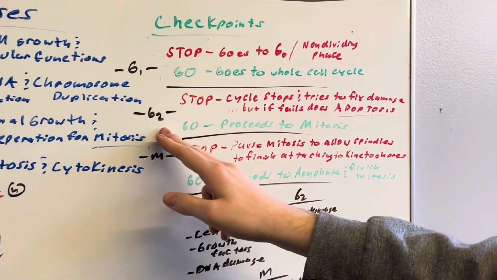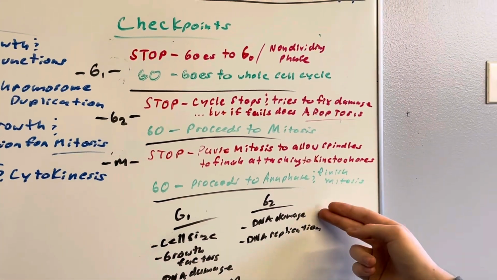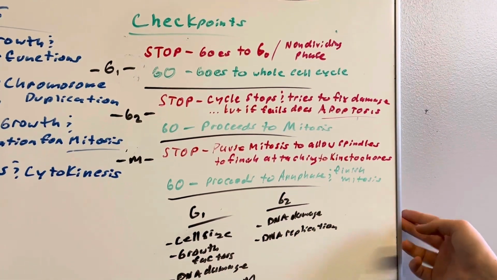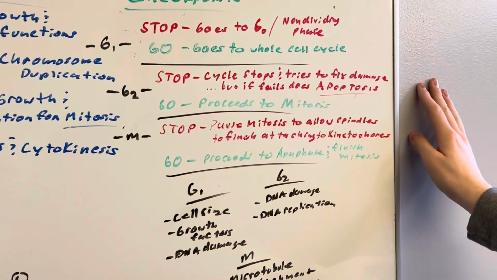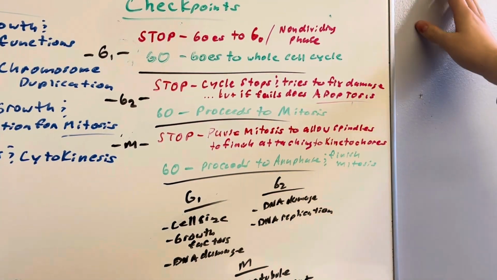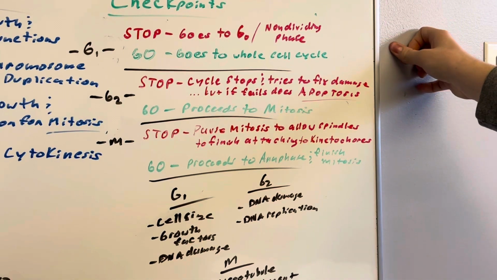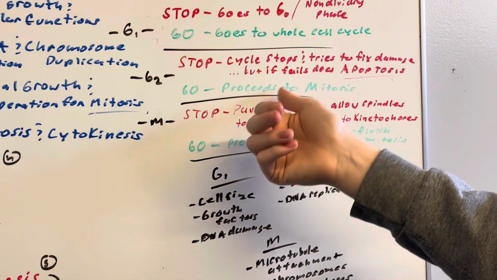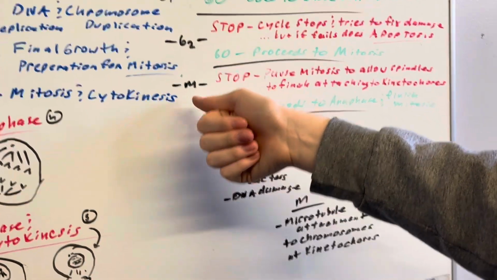Down here you got the G2 checkpoint. Pretty similarly, it detects DNA damage, but it also detects DNA replication or poor DNA replication. If it's bad, the cycle stops and it just pauses and lets the cell try to fix itself. If the cell can't do that, it does apoptosis, regulated cell death. The cell's no more, it's dead. If it gets the green light, it goes on to mitosis.